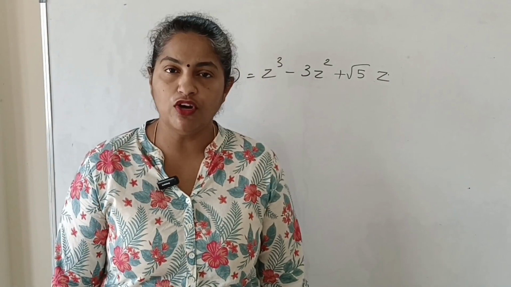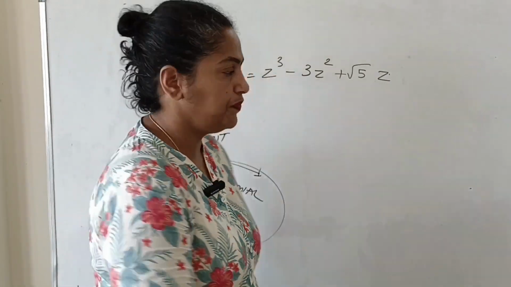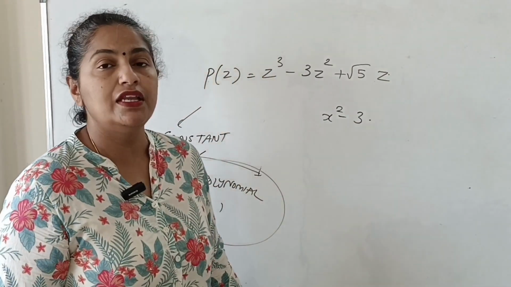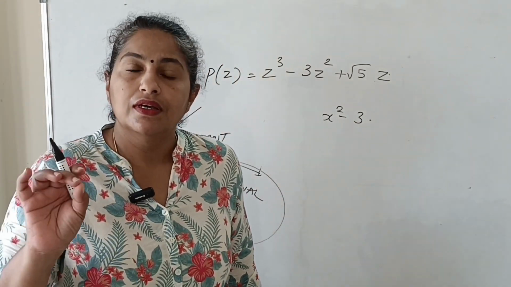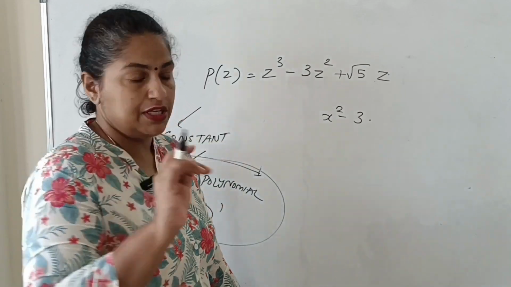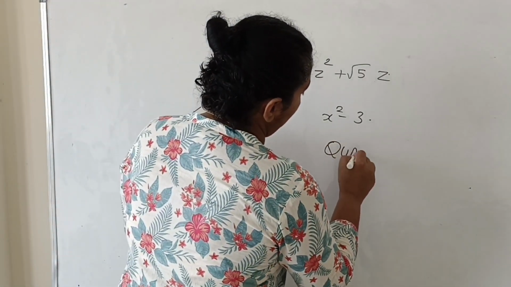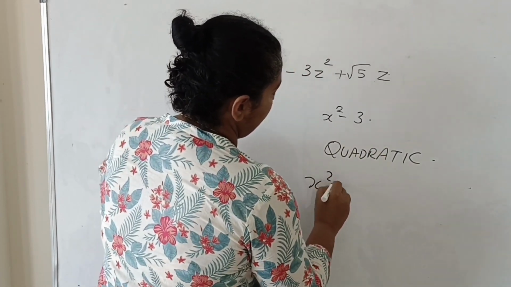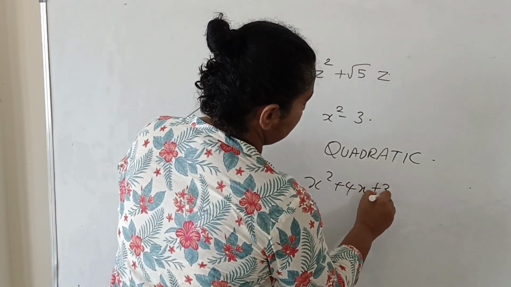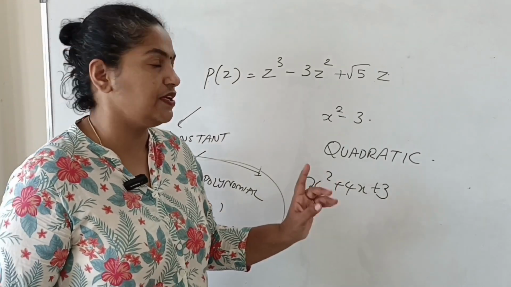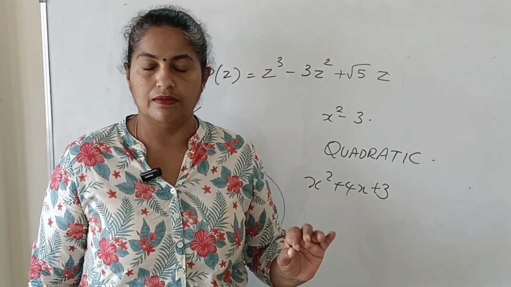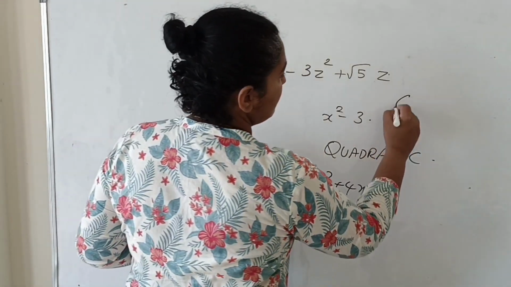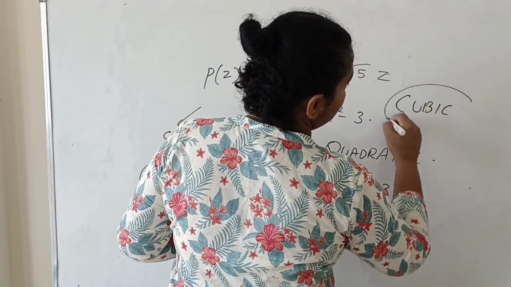Right? We have polynomials of degree 2. For example, you have something like x square minus 3. You can see that the degree of the polynomial is 2. Whenever you have a polynomial with a degree of 2, it is called a quadratic polynomial. Okay. So, if I have something like this, you can see that the highest power is 2, it is a quadratic polynomial.